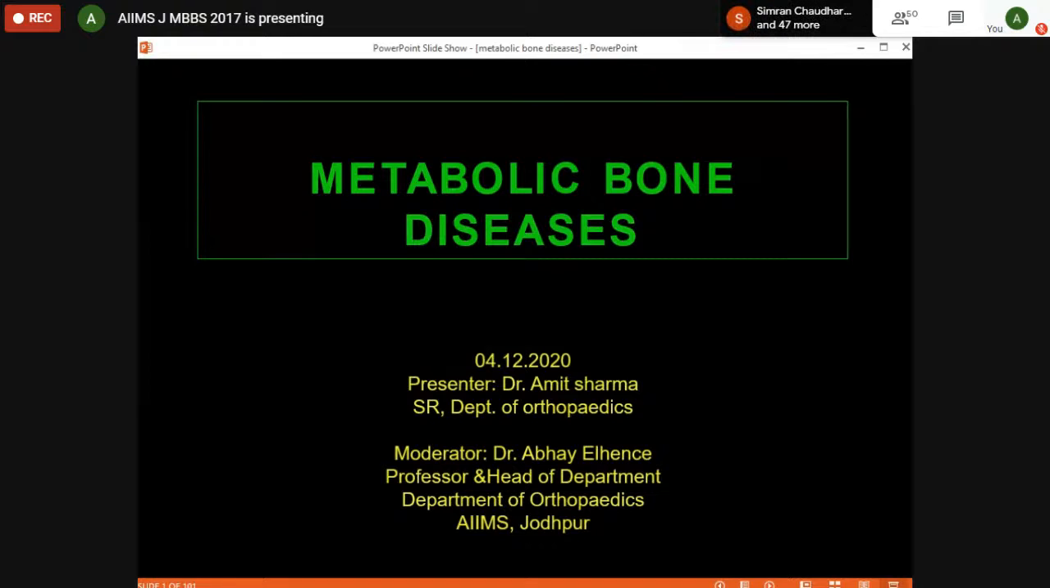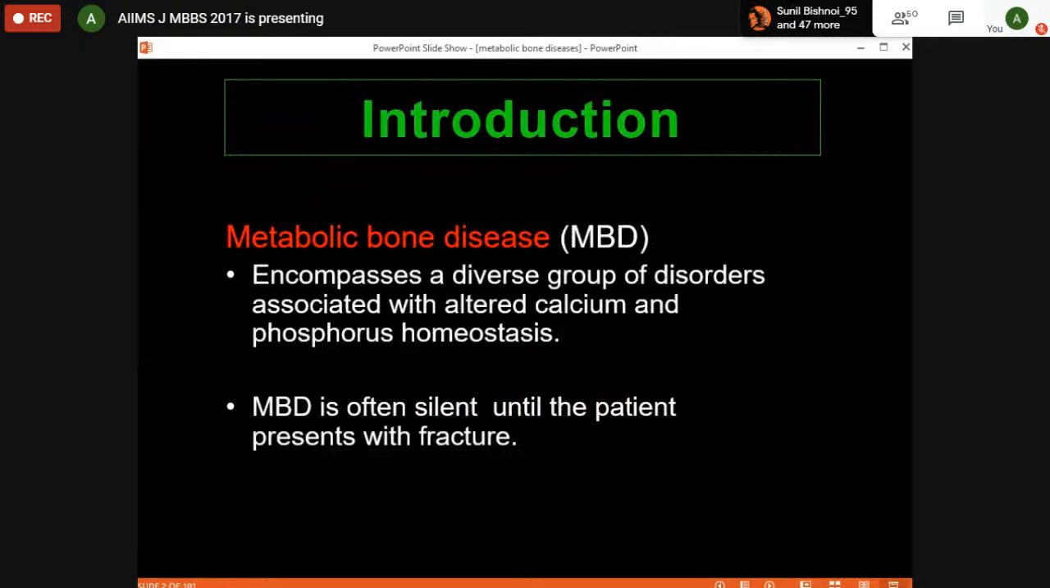Good morning, everyone. Today our topic is metabolic bone diseases. So, what are the metabolic bone diseases? It actually encompasses a diverse group of disorders associated with altered calcium and phosphorus homeostasis. I will call it MBD. The MBD is often silent until the patient presents with fracture.